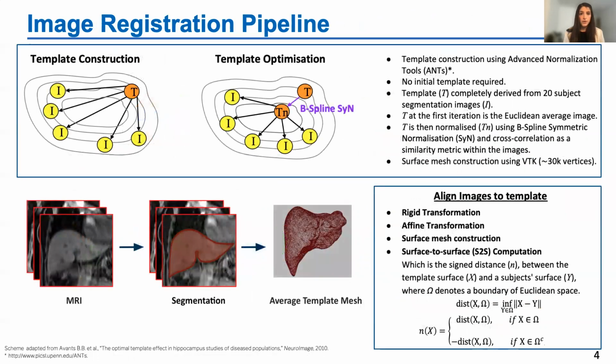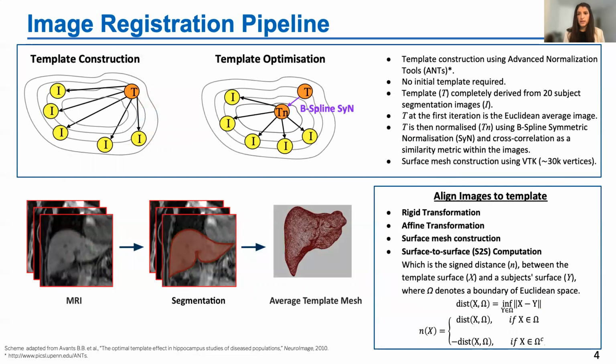Here, the template construction was applied using the Advanced Normalization Tools. No initial template is required; the template is completely derived from 20 subject segmentation images. The first iteration is the Euclidean average image. Then the template is normalized using the B-spline symmetric normalization and cross-correlation as a similarity metric within the images. Then surface meshes were constructed using VTK across 30,000 vertices.